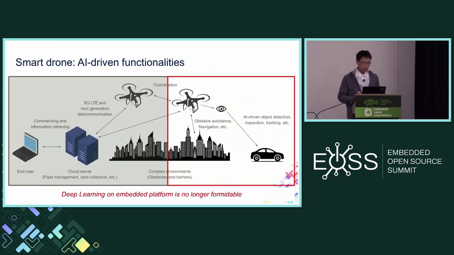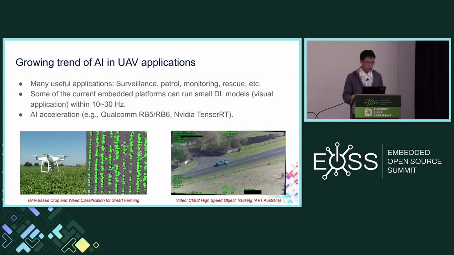Next, I would like to talk about some interesting applications that may be useful for using UAVs. First, we can see a growing trend of AI in UAV applications. There are many useful applications like surveillance, patrol, monitoring, rescuing, or medical, and so on. And also, some of the current embedded platforms now can run some small deep learning models within 10 to 30 hertz.